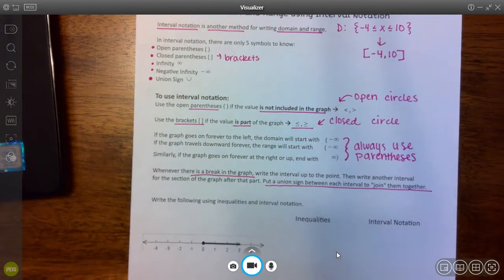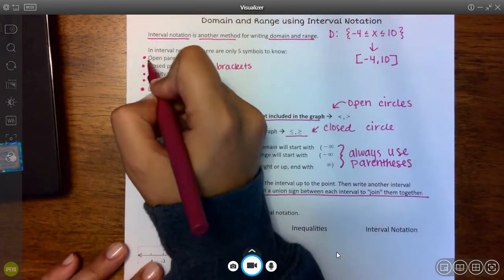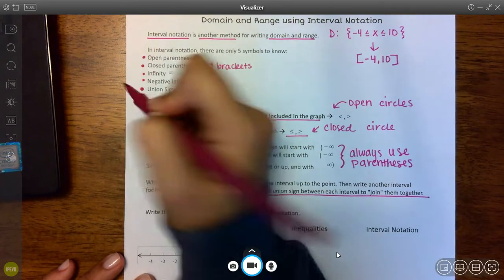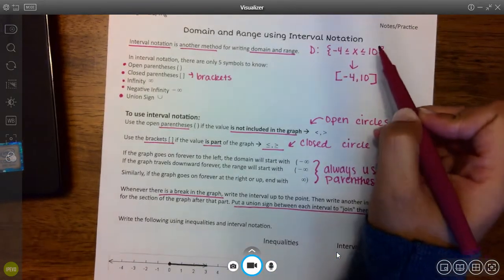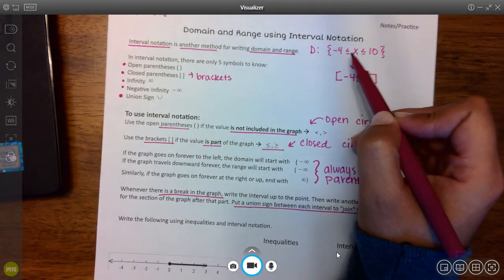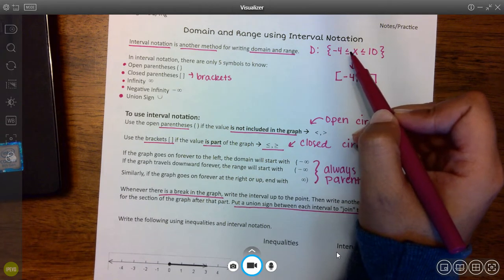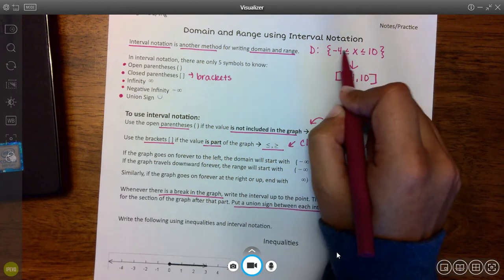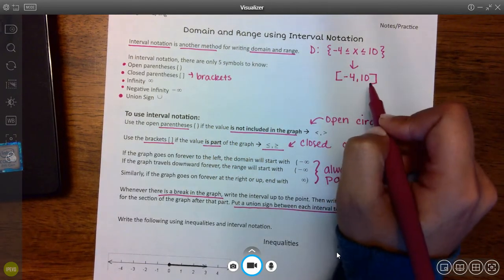Okay, so for domain and range using interval notation, just to recap, we have these 5 vocabulary words that we are going to be using: parentheses, brackets, infinity, negative infinity, and union signs. And I actually think that we are going to enjoy interval notation just a little bit better than an inequality, just because we don't have to worry about less than or equal to, greater than or equal to, less than or greater than signs. We don't have to write as much. As you can see, it's very simple and straightforward.